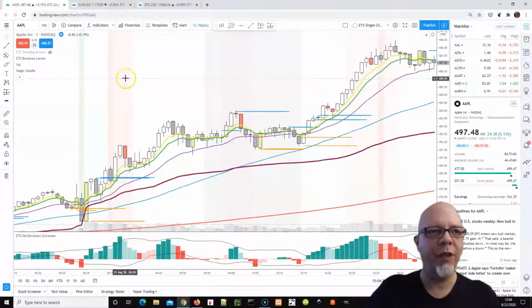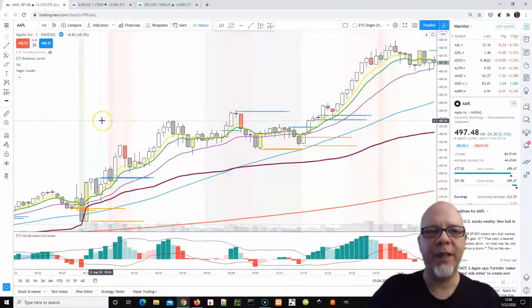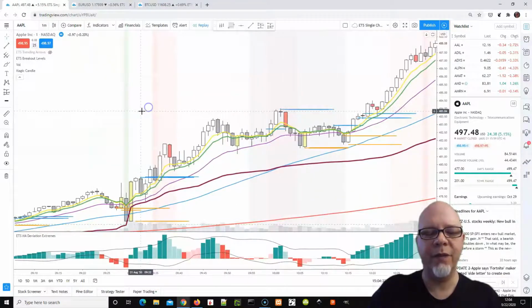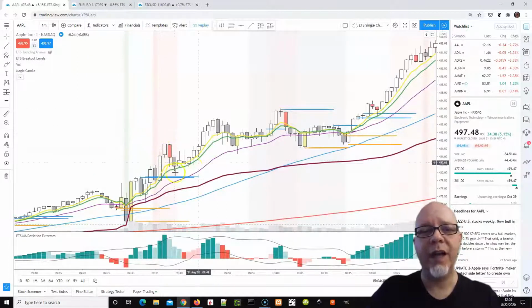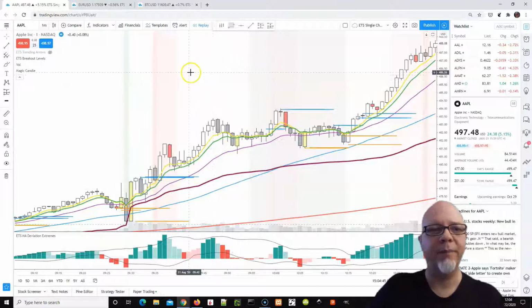Right. The breakout levels does pretty much what its name is. It shows you when there are breakout levels. And let me do a replay for you so we can actually move through this and see how it shows you that a level could be of interest for you in your trading.